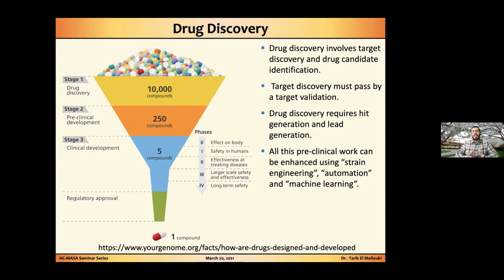So what's important right now, or I guess it's a game-changing approach, is that the preclinical work can be enhanced using strain engineering, basically making strains that produce either human targets or human drug candidates, and automation. Because, as you said, if you're doing screening for drugs, you need thousands and thousands of screens. And so automation is essential. So this is a field that is growing extensively.